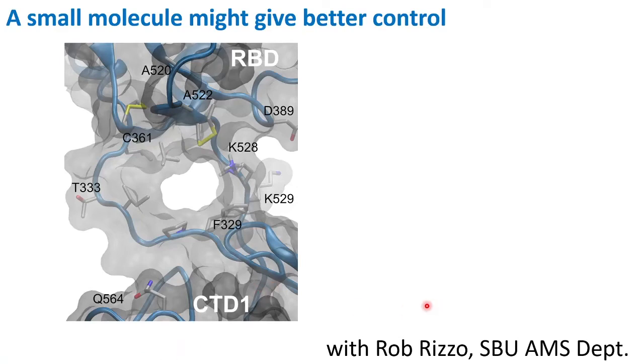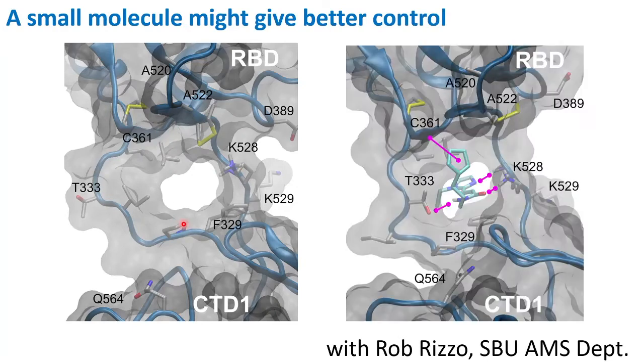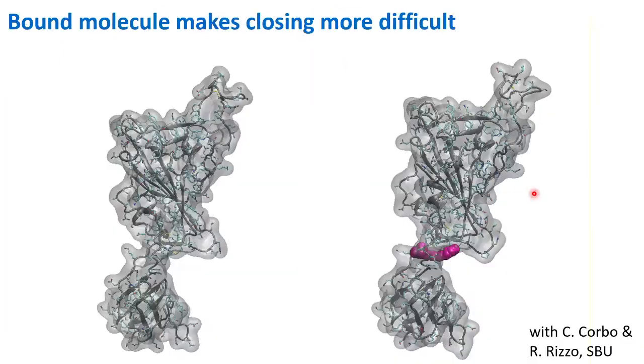And so working with Rob Rizzo in applied math, that many of you probably know, he's the lead developer on a program called DOC for virtual screening. We gave him this pocket and he screened libraries of compounds and found ones that make good contacts and look like they fit into that pocket very well. And then we're able to take those and do simulations.